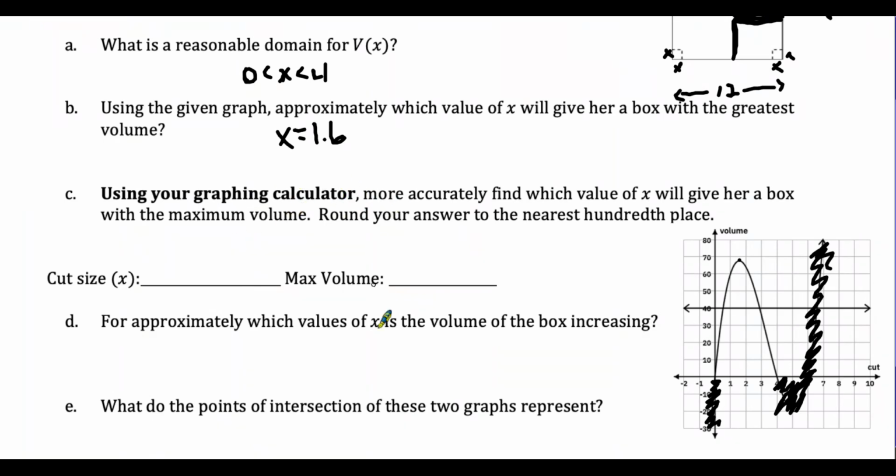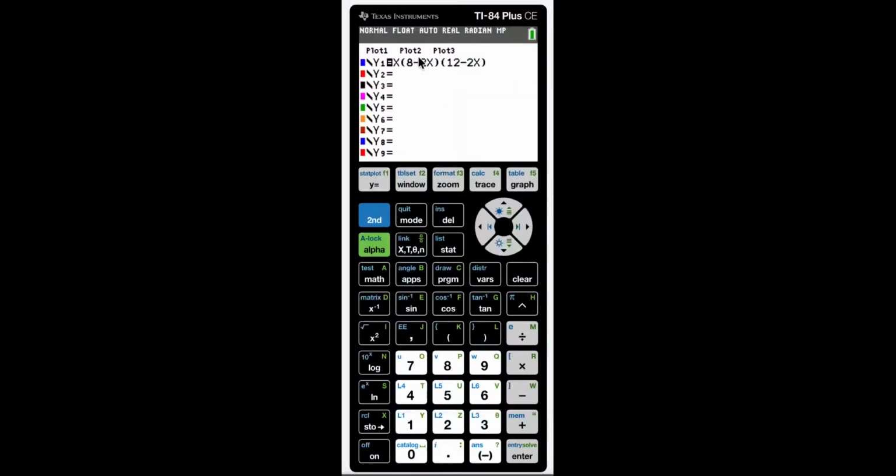Let's use our graphing calculator to figure this out. So if I go to my graphing calculator, in y equals, I want to type in that function. I already have the function typed in, x times 8 minus 2x times 12 minus 2x. We want to adjust our window then. On our window, I've already made my x's go on the domain that we have already established. My x min is 0, my x max is 4. And then for the y's, we can start at 0, and then we may have to play a little bit with our y max. I just set it at 100.